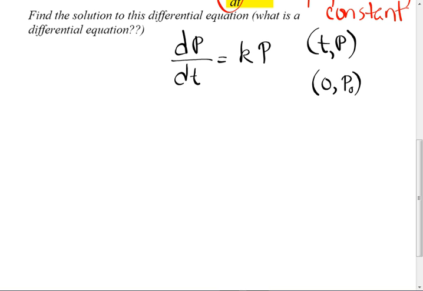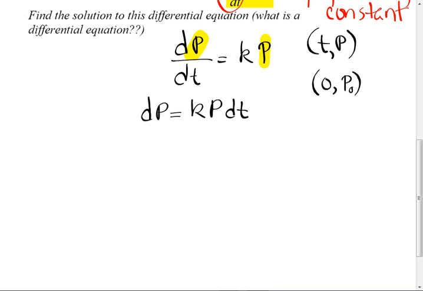No, not yet. Got to do some calculus first. But you can't integrate it because this letter's here and this letter's over there. We have to separate our variables. So the only thing I can think of is to multiply by dt, equals kP dt.